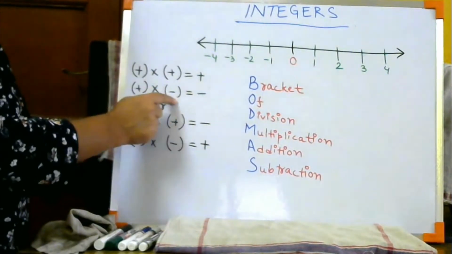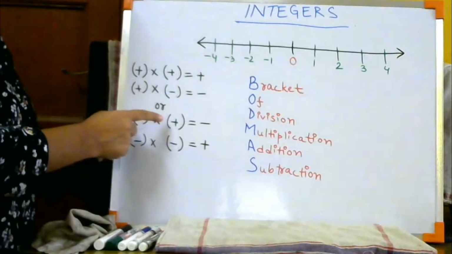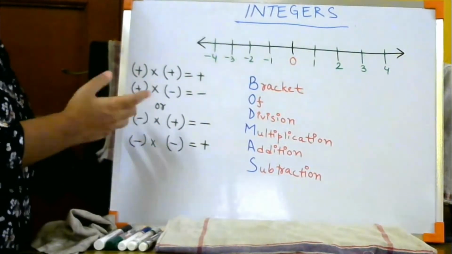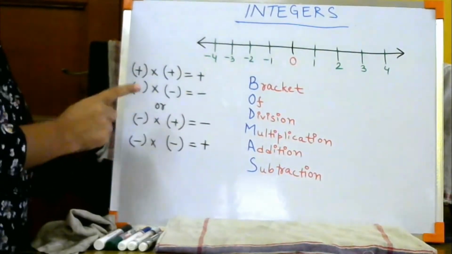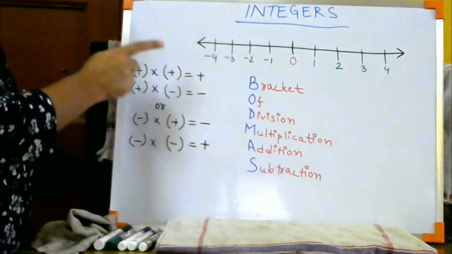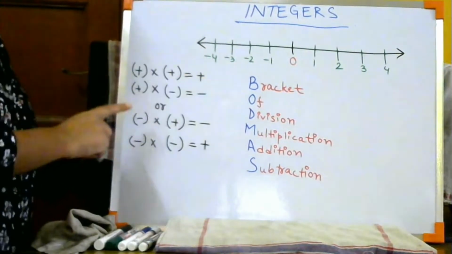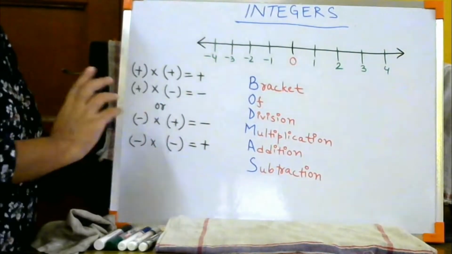Plus can come first and minus after, or minus can come first and plus after. Okay? But the cases are the same. Plus into minus, minus into plus, both will give you minus. And finally we have minus into minus, which equals plus. Clear? Plus into plus is plus, plus into minus or minus into plus is minus, minus into minus is plus.